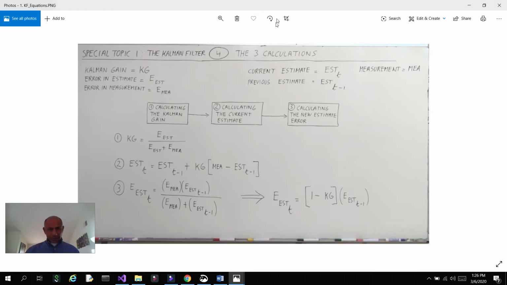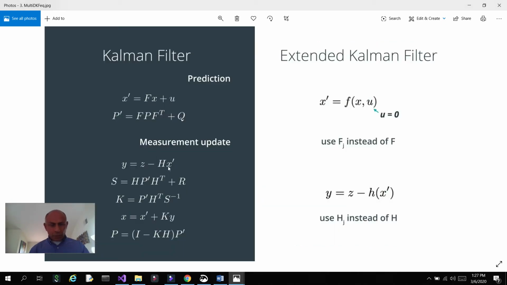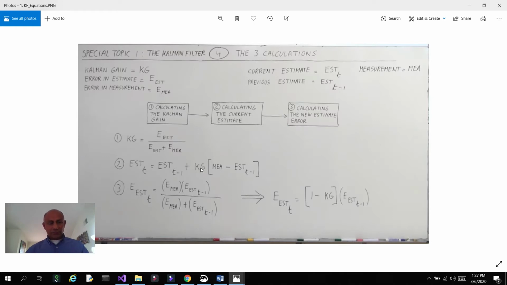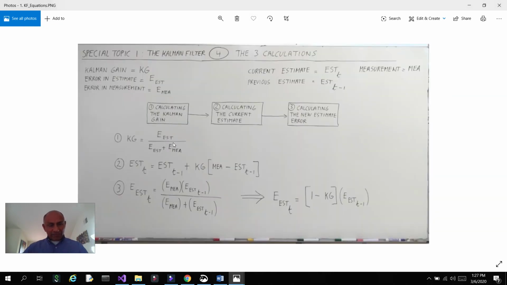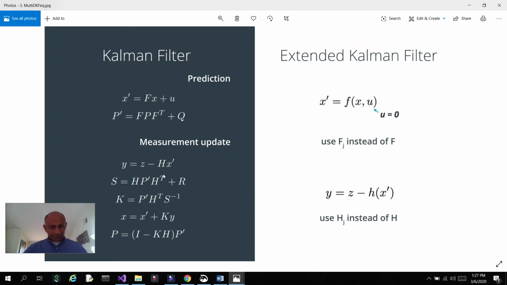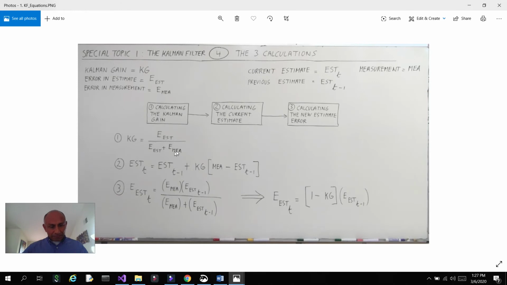Going back to some of the equations here, this would probably make more sense. So Kalman gain is error of estimate divided by error of estimate plus error of measurement. If I correlate these equations with the two-dimensional equations here, error of estimate is P, and R is my error of measurement. So Kalman gain is P divided by P plus R.